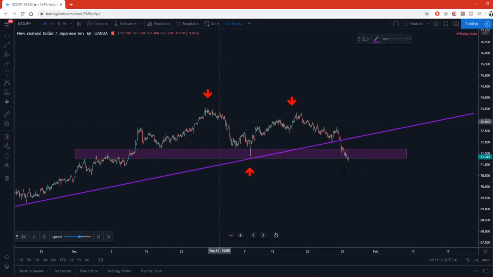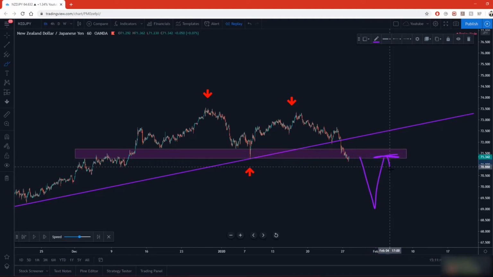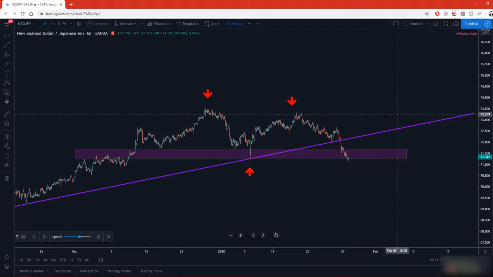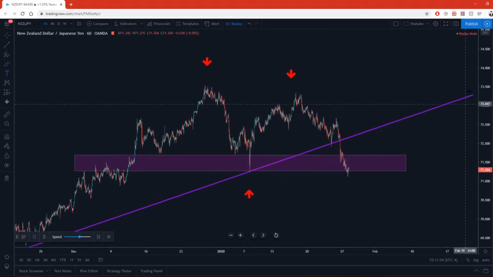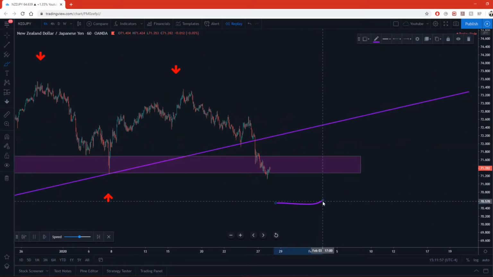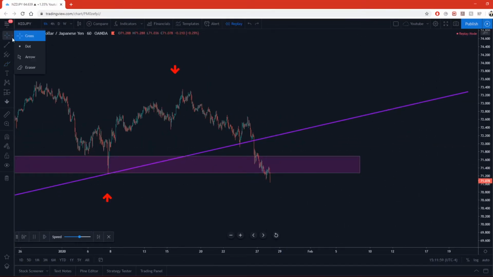So let me just get the brush. I'm waiting for it to break out and retouch this line. I want it to retouch this and form it as a new resistance. That's what I want right now. And then for it to continue shooting downwards. So let's continue playing it through and let's see what happens. So as you can see over here, it's starting to play out. So there you go.